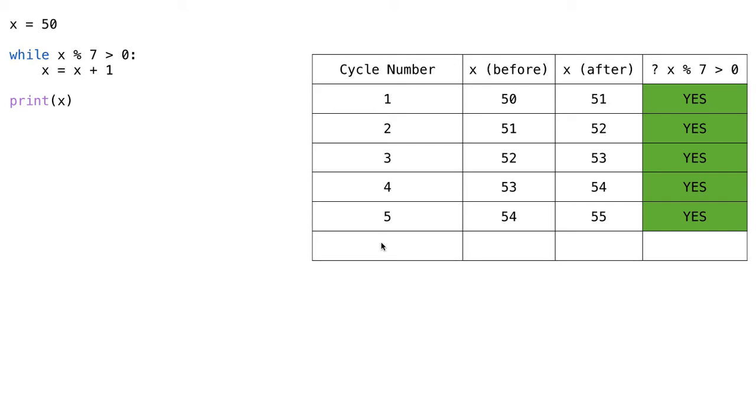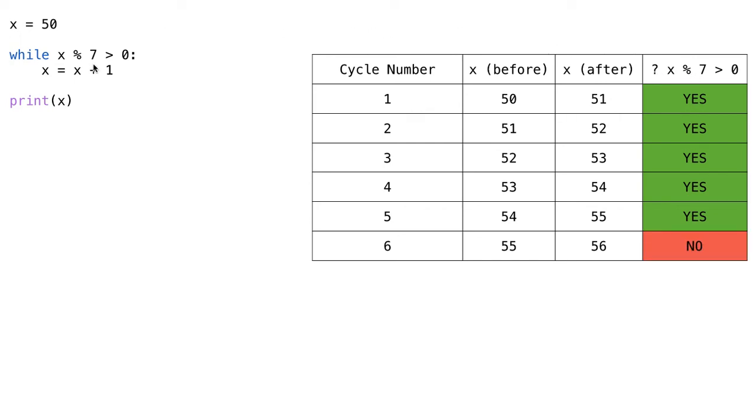If we go to the sixth cycle now, x is still 55, the value that we had left over from the end of the previous cycle. Now we add 1 to x again to get 56. Now we ask this question again, 56 modulo 7. Now we get a remainder of 0 from this modulus operation, and 0 is not greater than 0. So that means that condition is not met, which means the loop terminates.